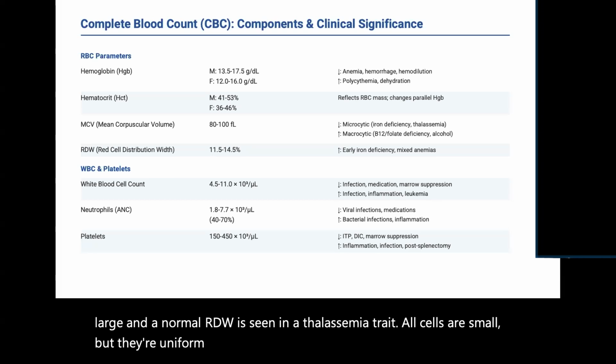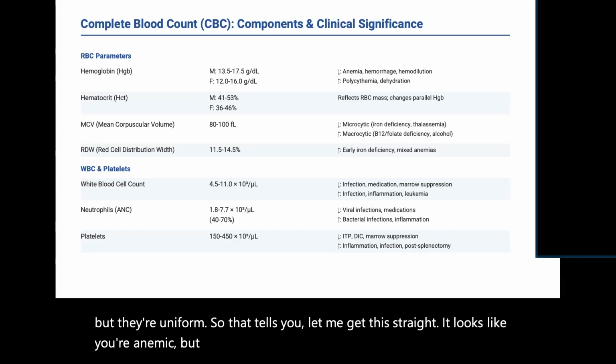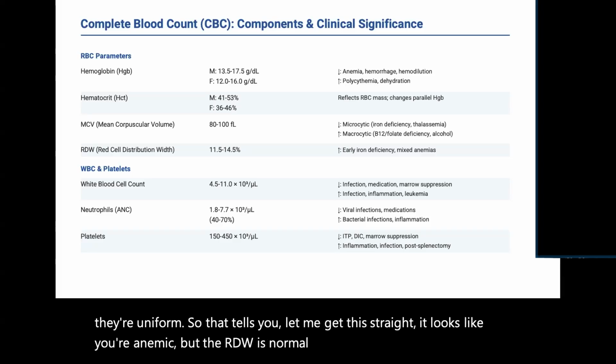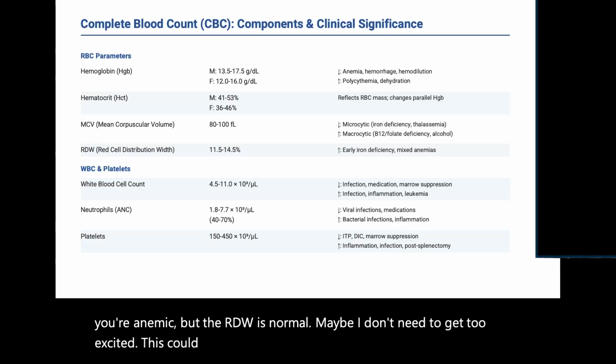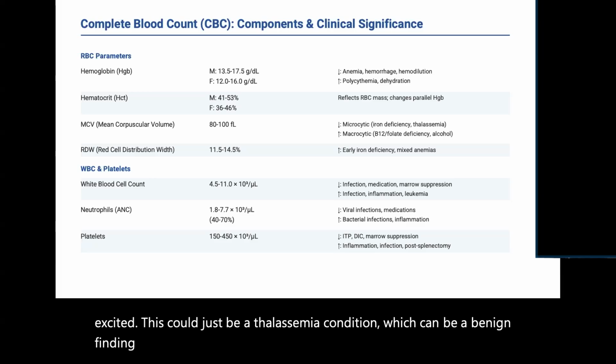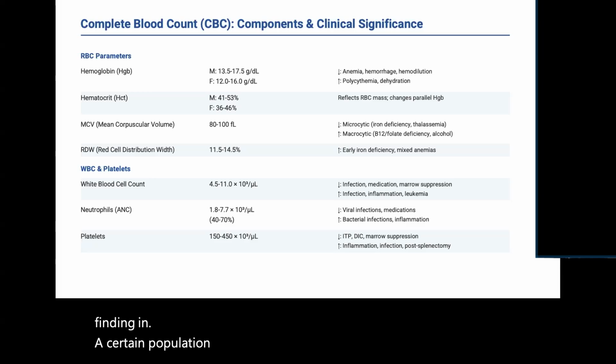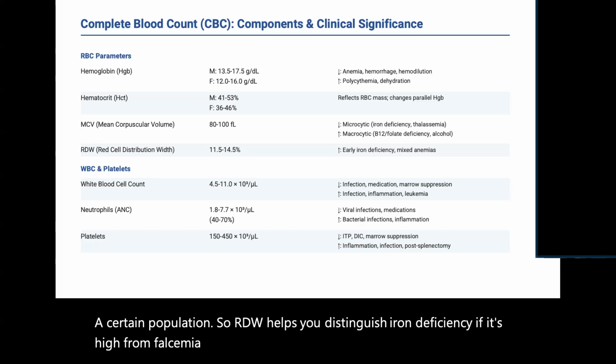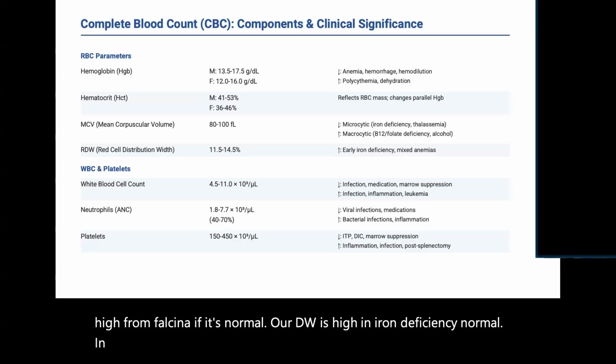So that tells you, let me get this straight. It looks like you're anemic, but the RDW is normal. Maybe I don't need to get too excited. This could just be a thalassemia condition, which can be a benign finding in certain populations. So RDW helps you distinguish iron deficiency, if it's high, from thalassemia, if it's normal. RDW is high in iron deficiency, normal in thalassemia. Got that? So that's a way to tell the difference.